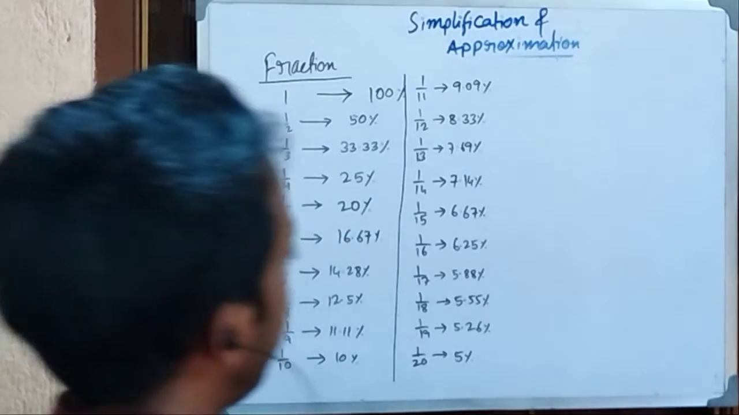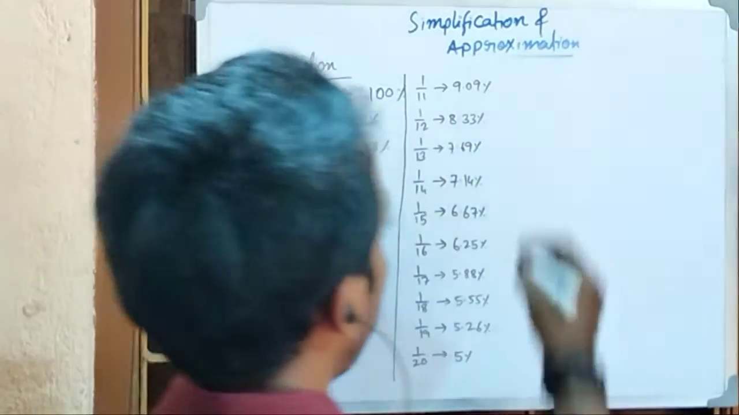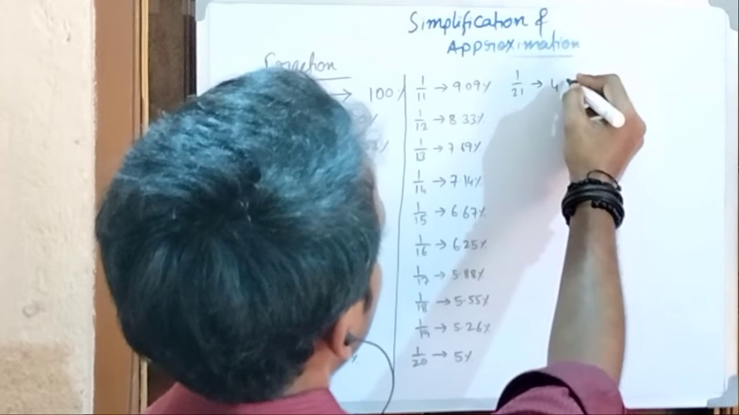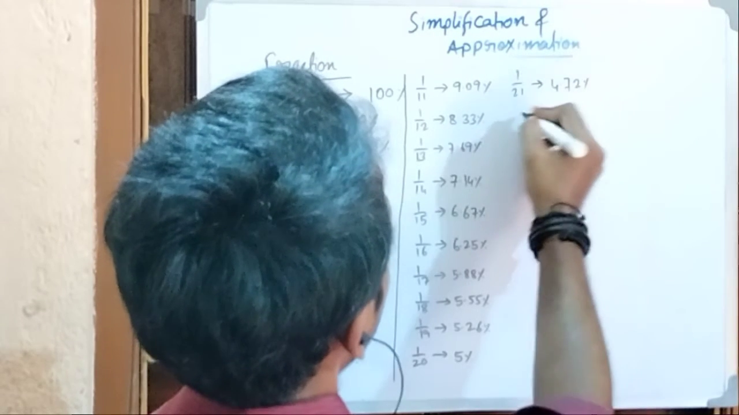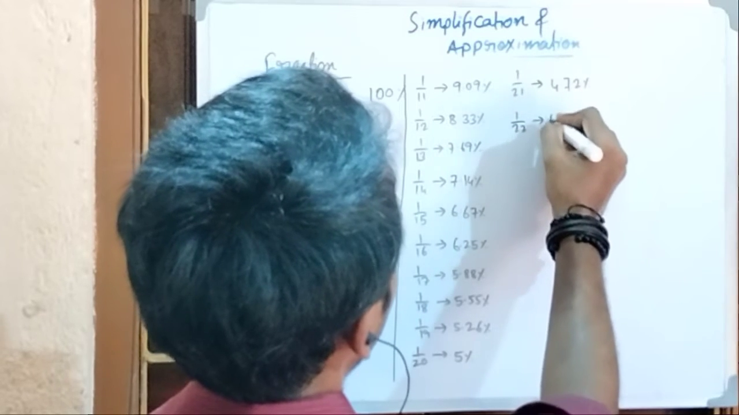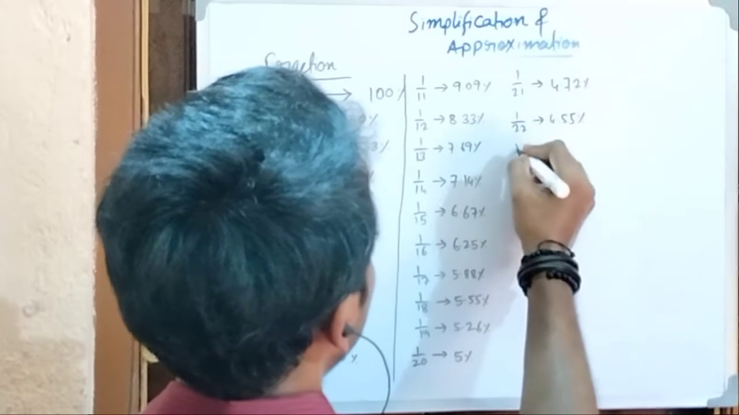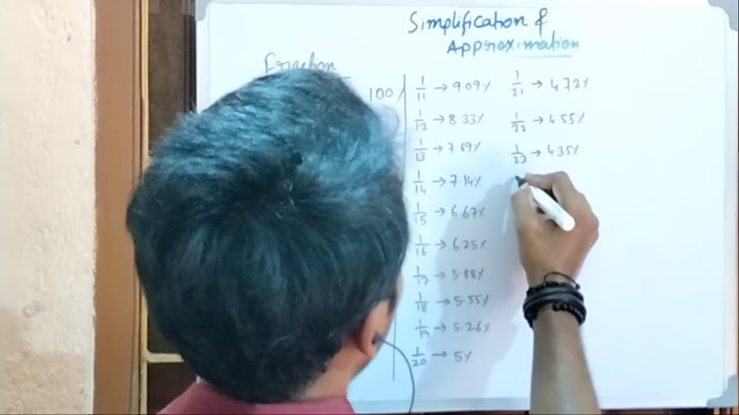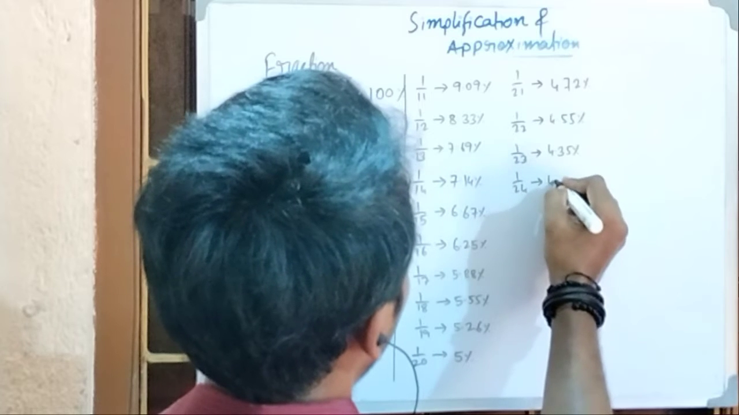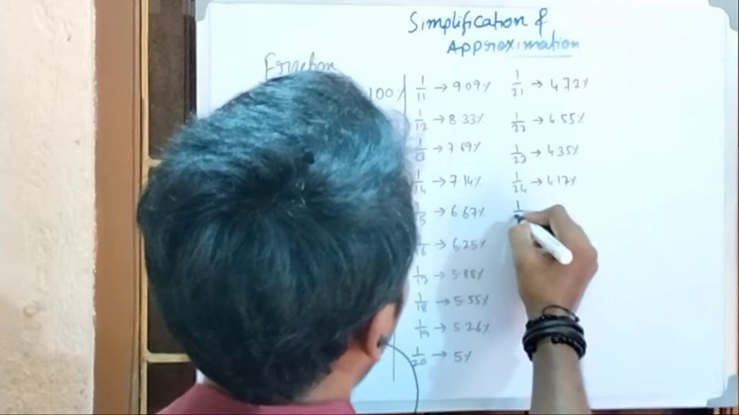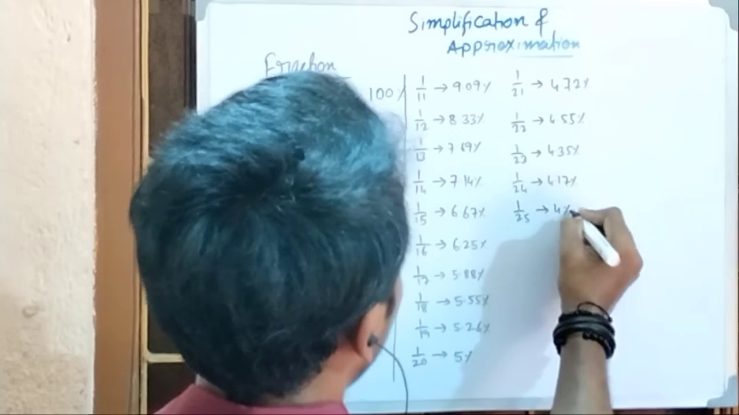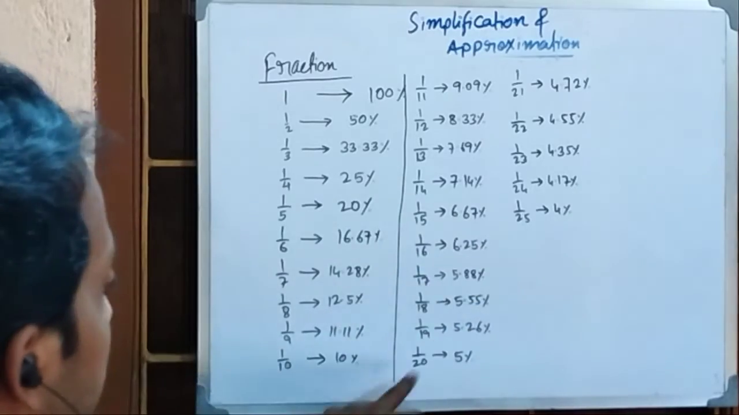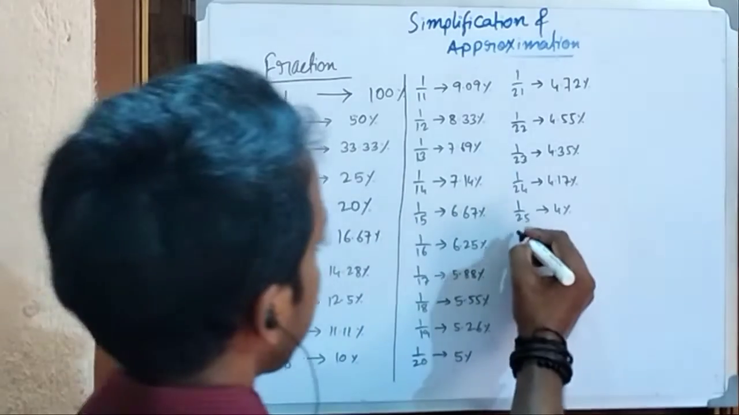So moving to the next, 1 by 21, 1 by 22, and so on, right? 1 by 21 is 4.72%. 1 by 22, 4.55%. 1 by 23, 4.35%. 1 by 24, 4.17%. 1 by 25 gives exactly the same. It is a common value, right? One can easily understand this value. 1 by 10, 1 by 20, 1 by 25, right?